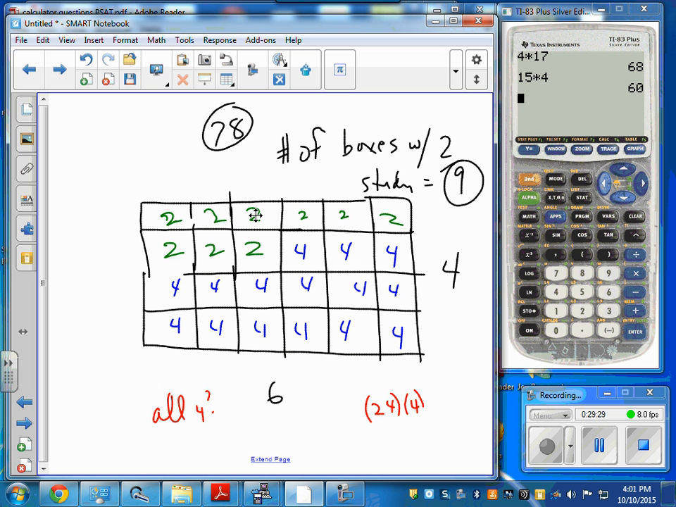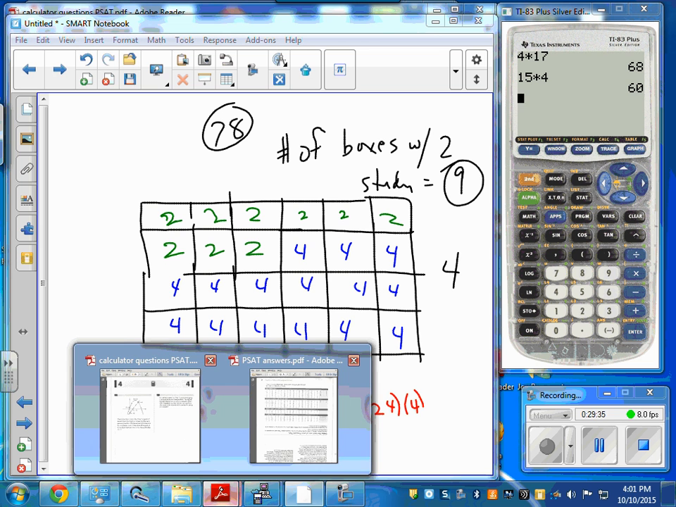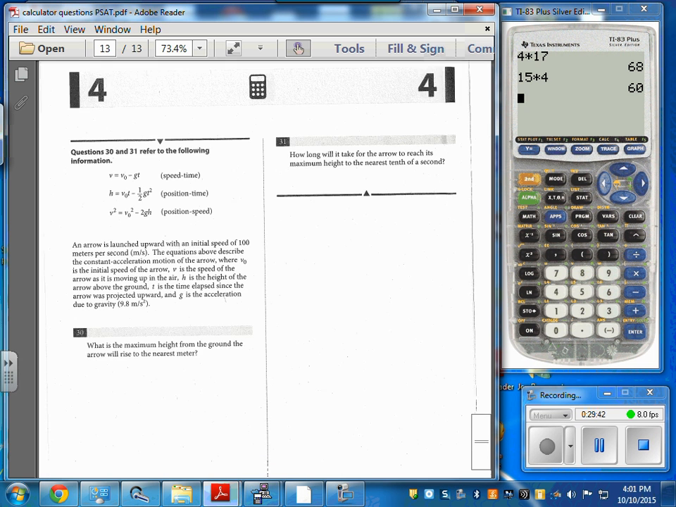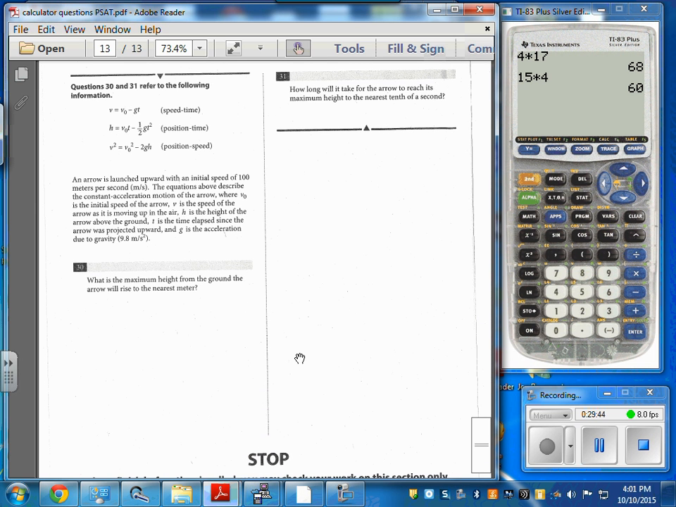Number 30. Okay, number 30. See if we can find this. Hang on. There we go. 30 and 31. So these are the last 2 questions. They have the same equations. Let's look at these. An arrow is launched upward with an initial speed of 100 meters per second.